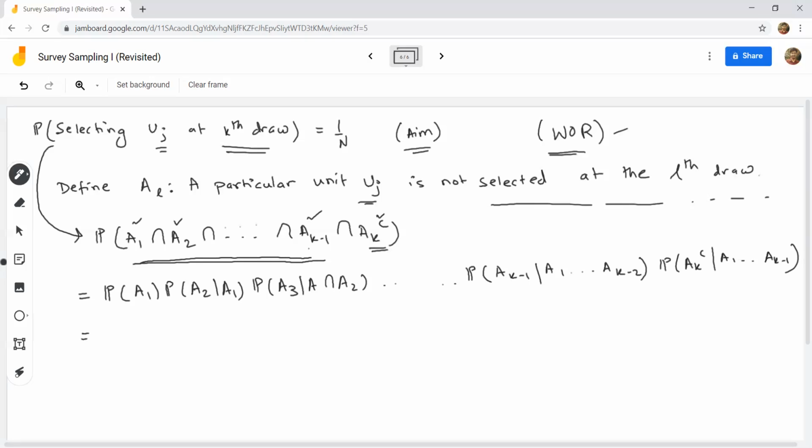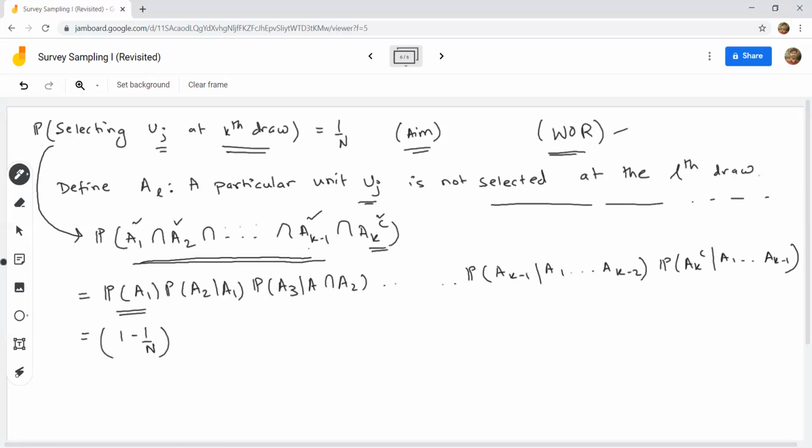So what is the probability of a1? What is a1? A1 is that this unit uj is not selected in the first draw. Okay. That's true. So in the first draw, what is the probability of not being selected? The probability of being selected is 1 by capital N, right? So what is the probability of not being selected? That is 1 minus 1 by capital N, right?